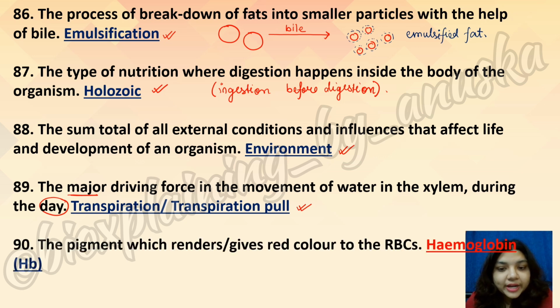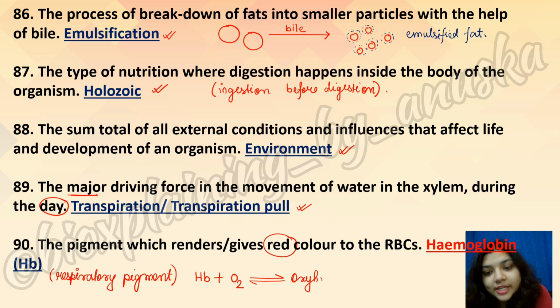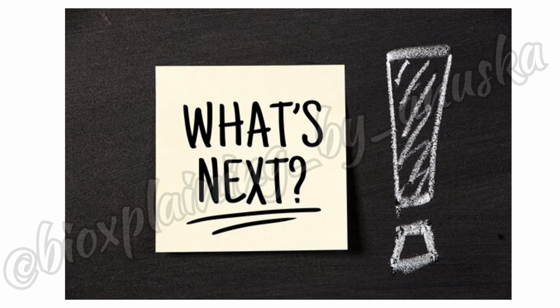Next, pigment which gives red color to the blood. This is hemoglobin, which is also the respiratory pigment of our body. Why is it known as the respiratory pigment? Because hemoglobin has the ability to bind to oxygen and form an unstable compound known as oxyhemoglobin. This oxyhemoglobin can go to the different tissues or cells of the body and then give out the oxygen there. The next 5 questions are as follows.